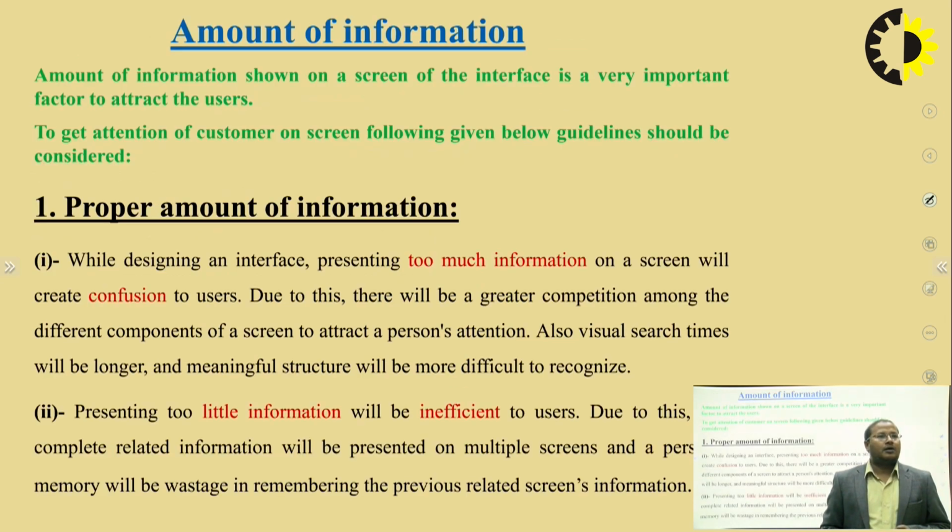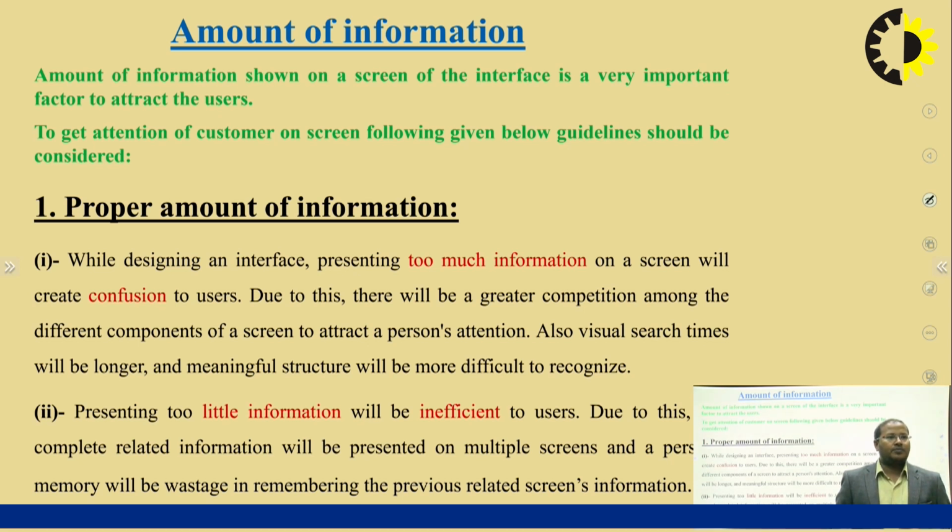Now, amount of information. The amount of information shown on a screen of the interface is a very important factor to attract the user. If I am showing a perfect amount of information on the screen, then the user can easily be attracted toward my developed screen. To get the attention of the customer on the screen, the following guidelines should be considered.